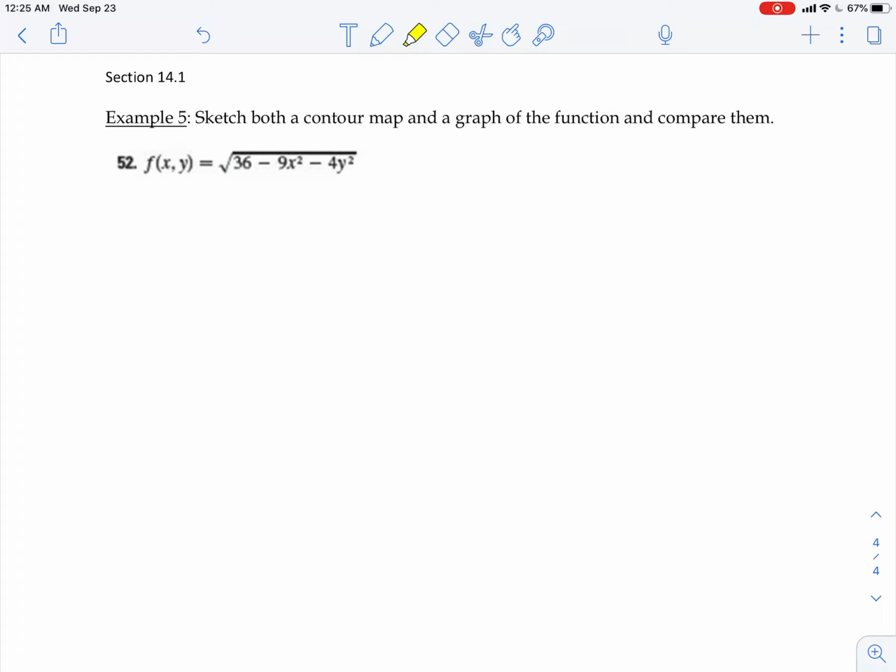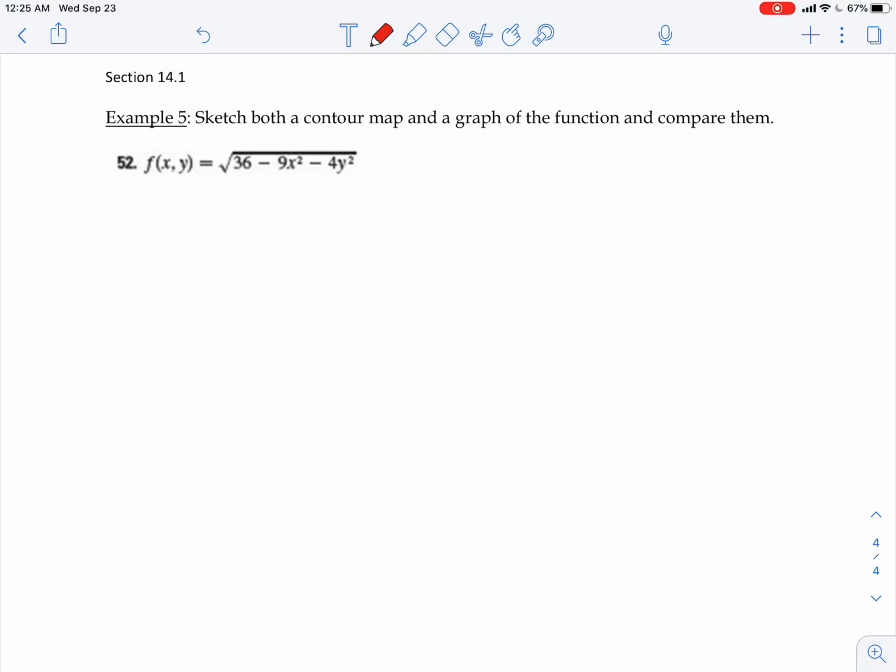Alright, welcome to the last page of the first section of chapter 14. And here we're just going to sketch both the contour map and a graph of the function and compare them. Because I'm asking you to graph these, they're not going to have to be 100% perfect. We just have to get an idea of what the contour map would look like and what the shape of the graph would look like. So the first part we're going to do is the contour map.